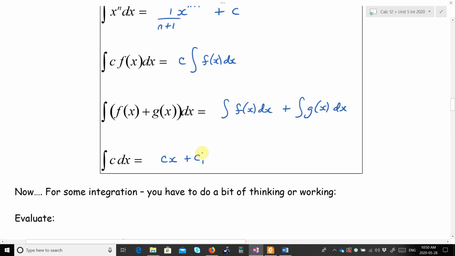Right, the derivative of c1 would be 0, and the derivative of c times x, since the derivative of x is 1, would just leave you with c.